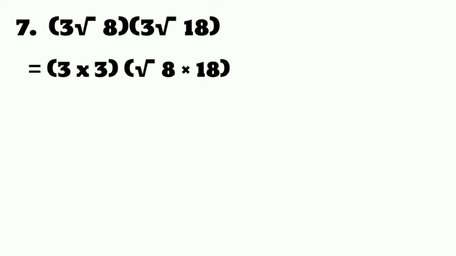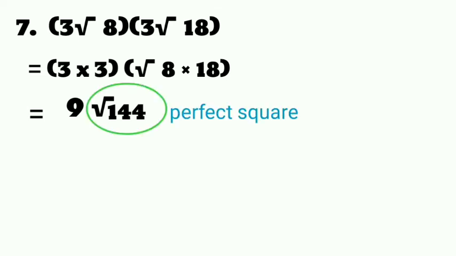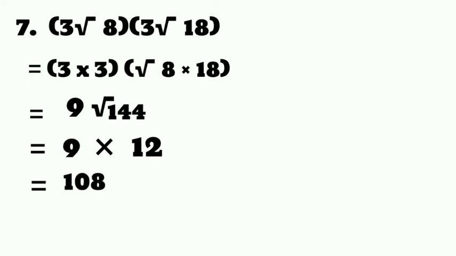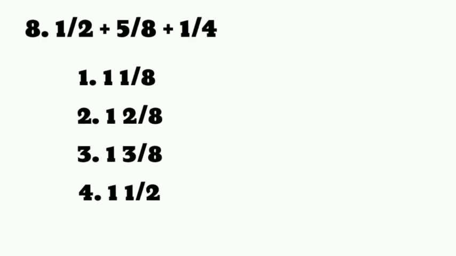3 times 3 is equal to 9. Square root. 8 times 18 is equal to 144. As you can observe, 144 is a perfect square, since 144 is equal to 12 times 12. Then 9. Square root of 144 is 12, kaya 9 times 12. 9 times 12 is equal to 108. So, our final answer is 108.